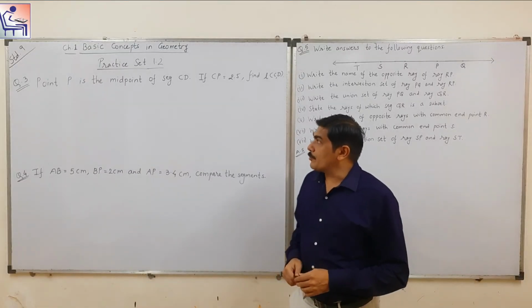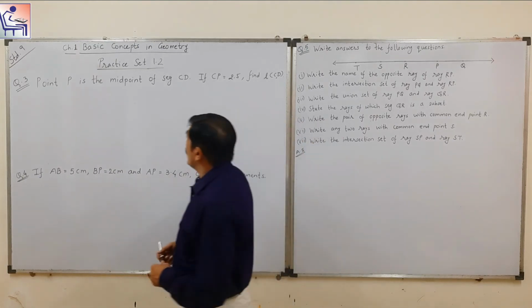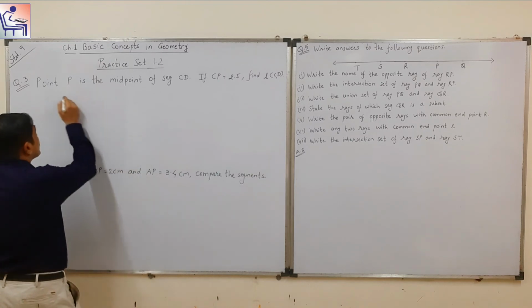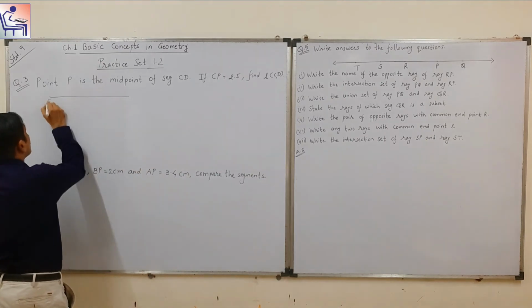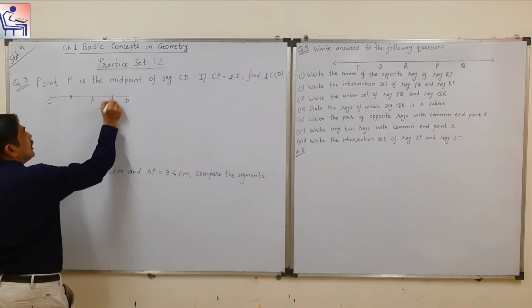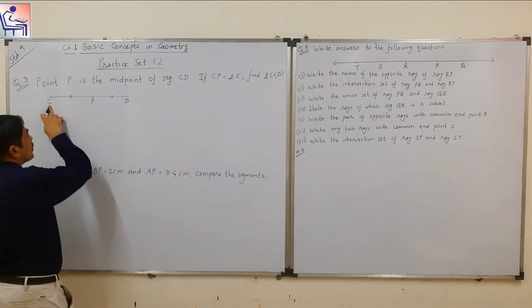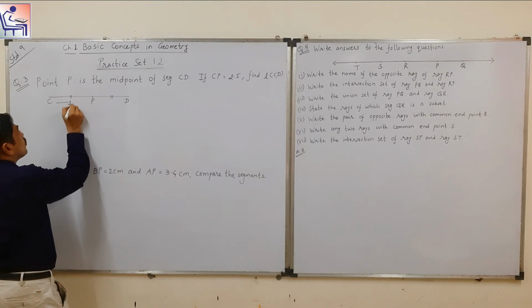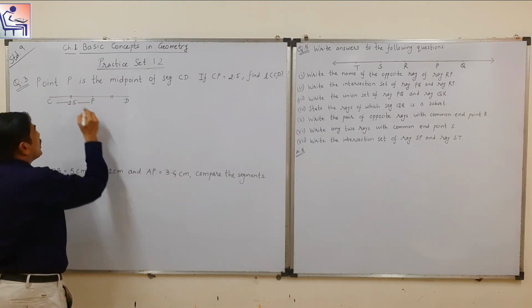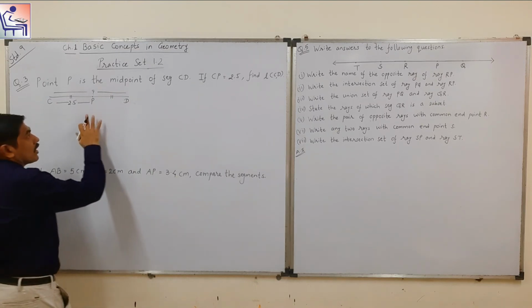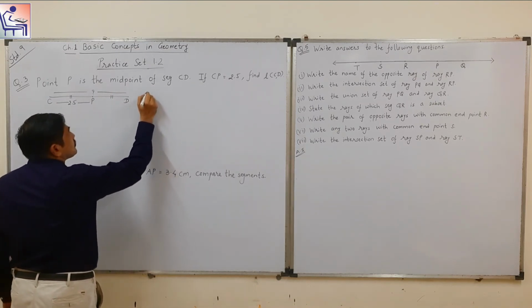We are solving question number 3. Point P is the midpoint of segment CD. So let's check with the diagram. Here we can understand point P is the midpoint of segment CD. It means P is in the middle of segment CD. If CP is equal to 2.5, find length CD. So here we have to find out this. Let's start with the sum.